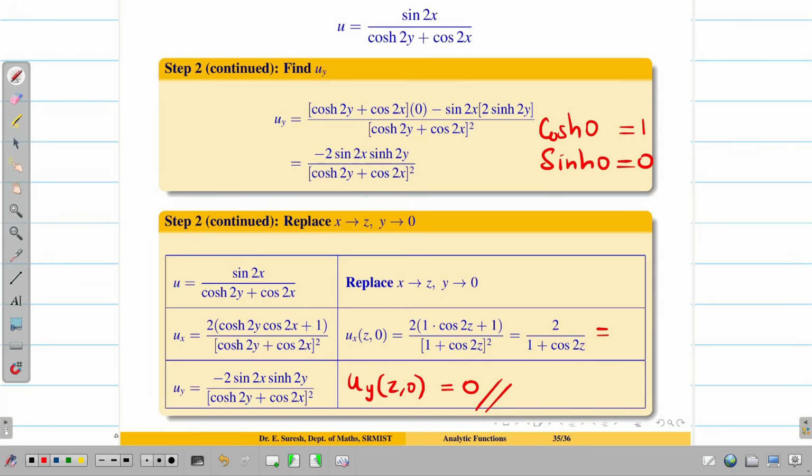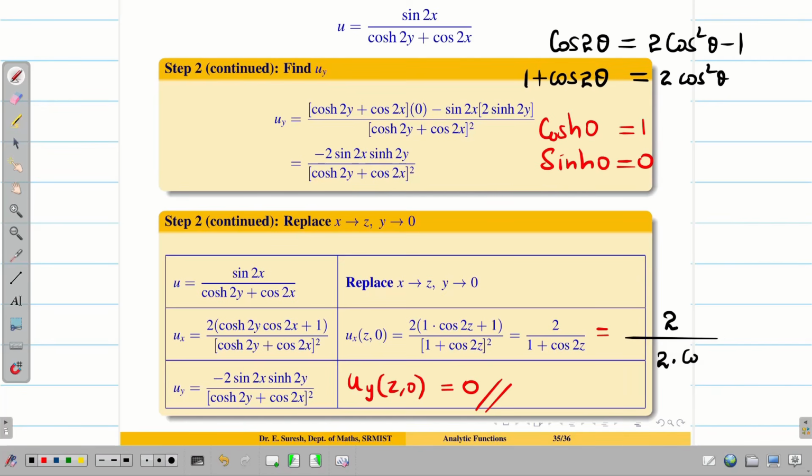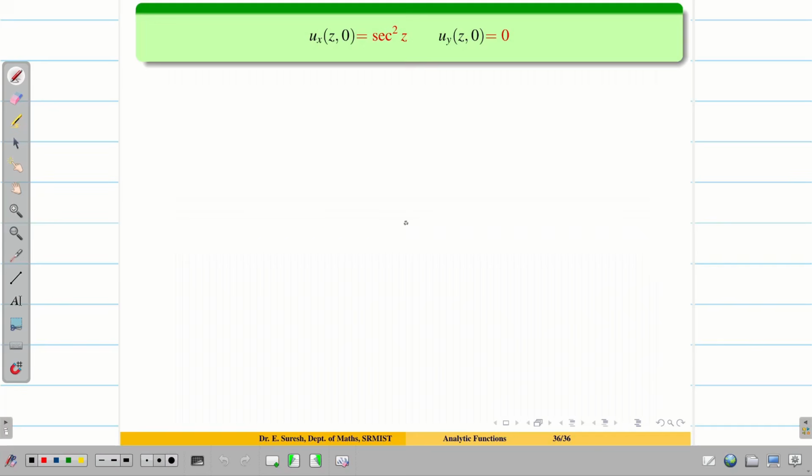Now we have to simplify this further. We know that cos 2 theta is equal to 2 cos square theta minus 1. So 1 plus cos 2 theta is 2 cos square theta. So I can simplify this further as 2 divided by 2 cos square z, because 1 plus cos 2z is 2 cos square z. I can cancel this 2. 1 by cos square z is secant square z. You can see the typed version. Therefore ux of z comma 0 is secant square z. Uy of z comma 0 is 0.